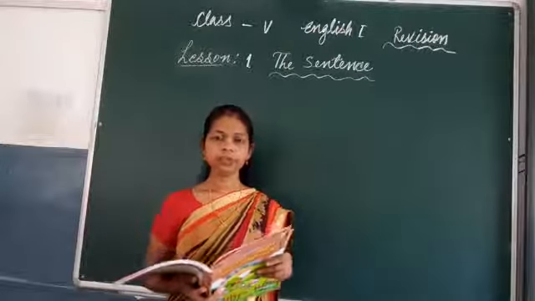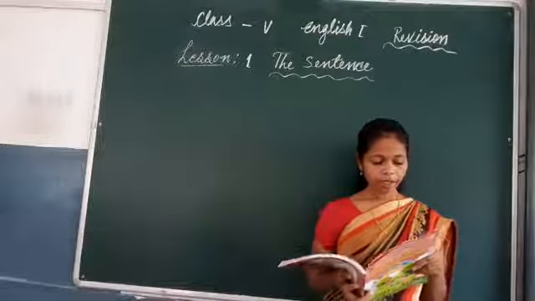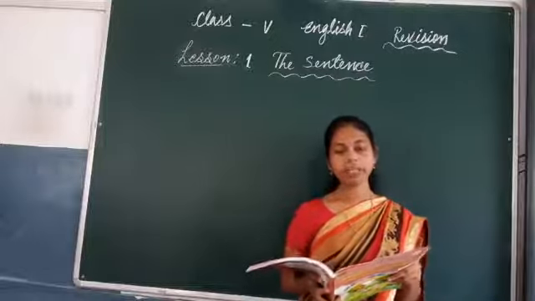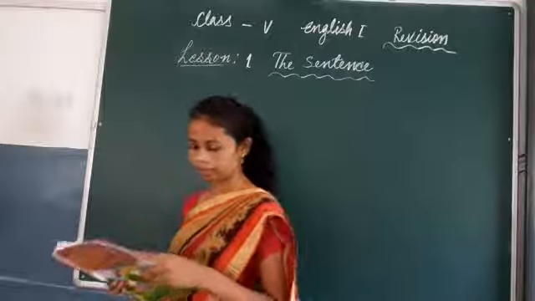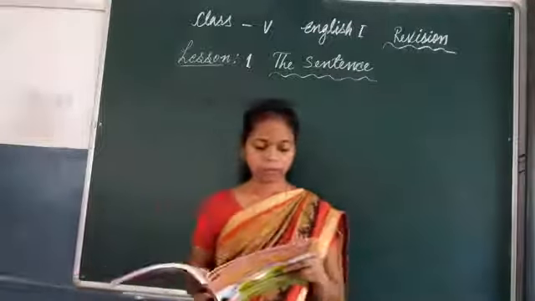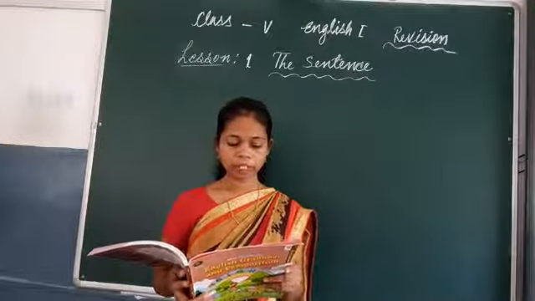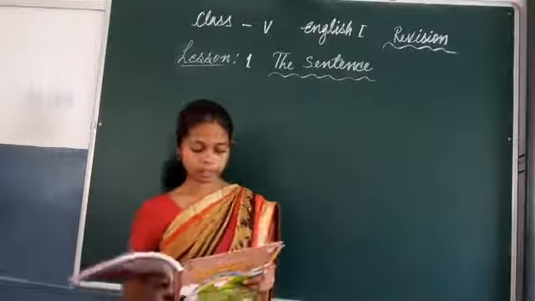Now we'll do exercise 1. Classify the following sentences and say what kind they are. First number, what a lovely rainbow. Which type of sentence is this? Exclamatory sentence. So write down exclamatory sentence.